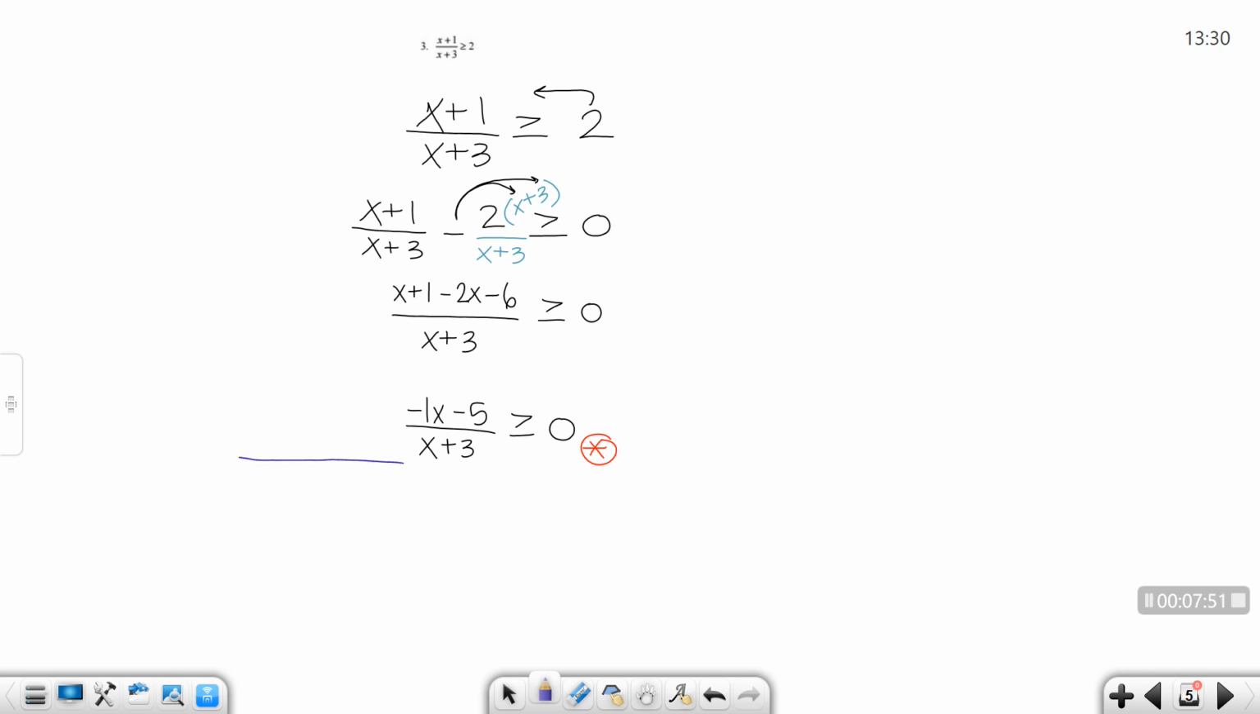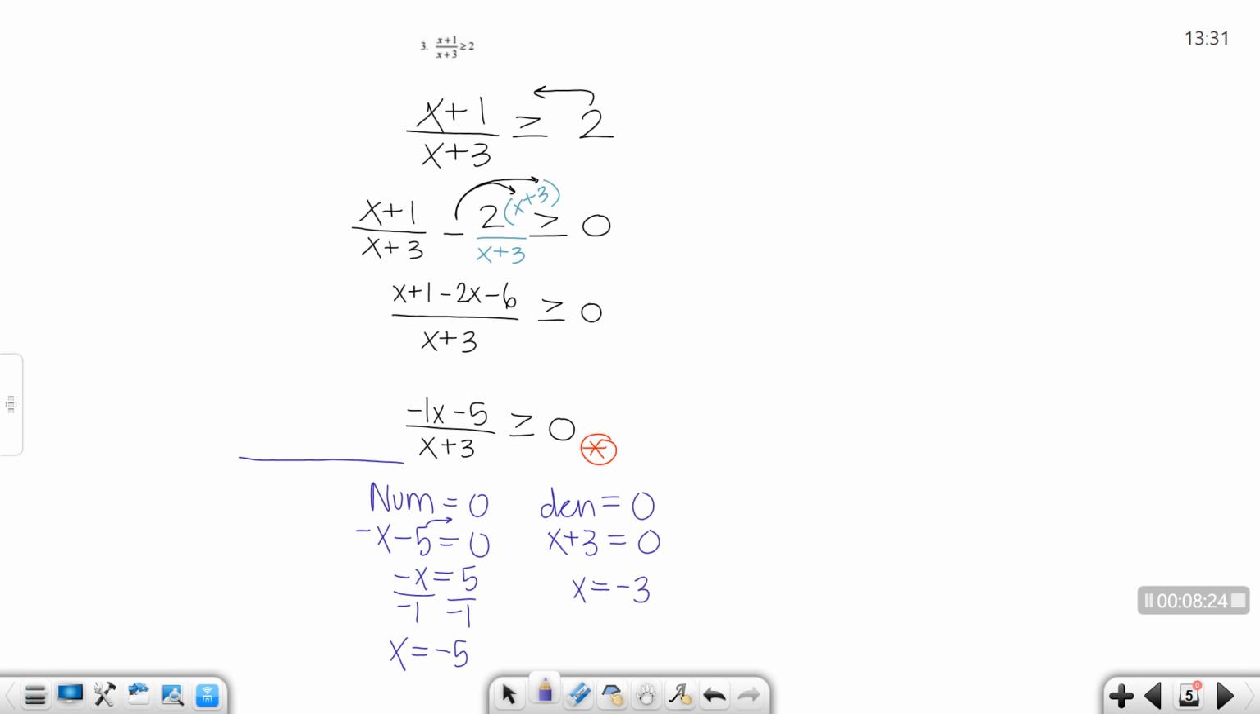Now, here starts step 2. Step 2 says you set your numerator equal to 0 and also your denominator equal to 0. So solving this one out, I'm going to move the 5 over. I'll divide both sides by -1, and x would equal a -5. When I move this 3 over, I get that x equals a -3.